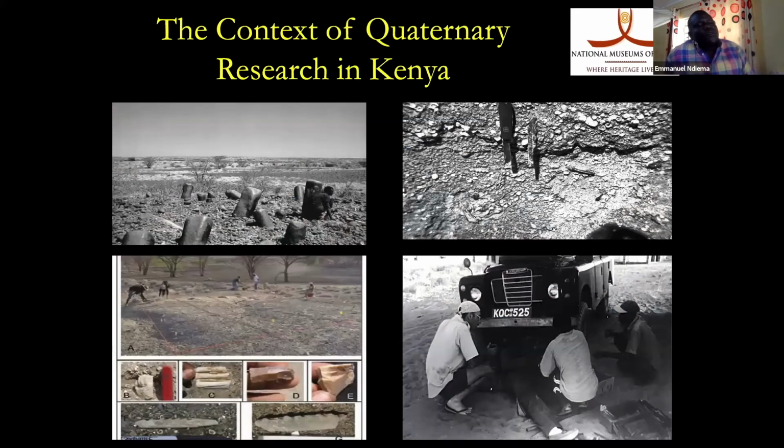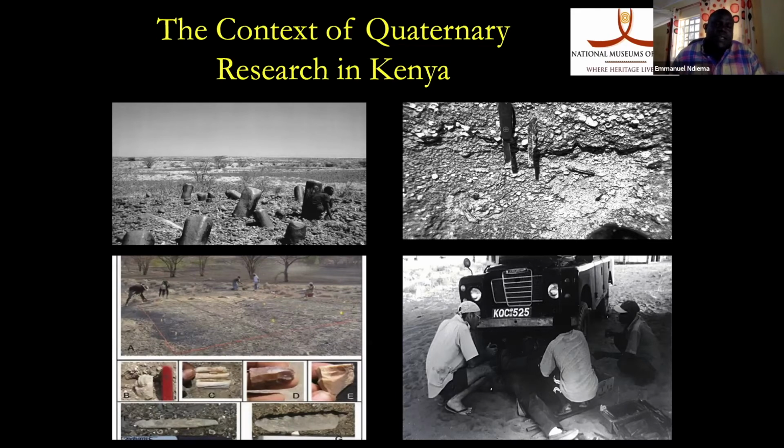So what was the context like of Quaternary research in Kenya, for example? Initially, the research was done mainly by foreign researchers, and under very difficult circumstances. One, because of lack of resources, poor infrastructure, poor roads. Sometimes you had to drive in your little Land Rover and it would break down occasionally, and you had to fix it on the side of the road to be able to get where you were going.